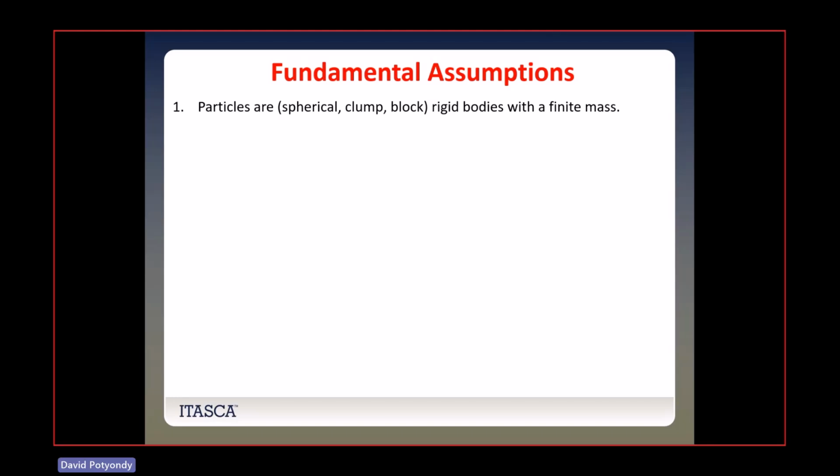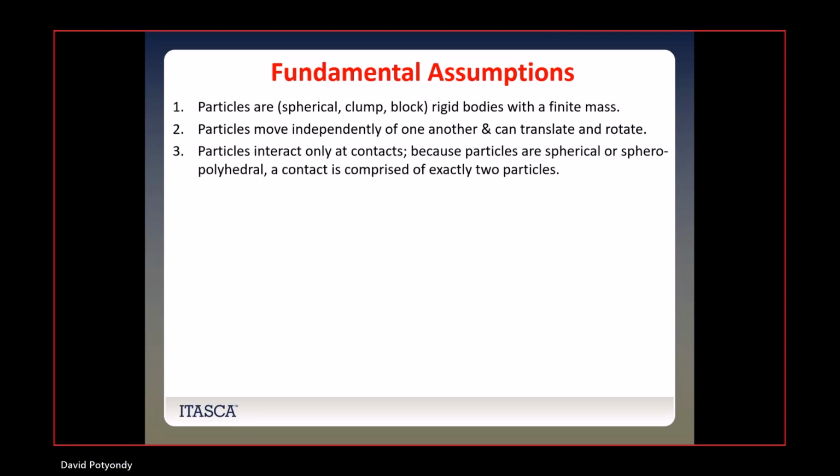In this PFC model, we have rigid bodies with finite mass and they have these shapes. Okay. They all can move anywhere they want and they have a full 6 degrees of freedom. They can translate and they can rotate. Translational degrees of freedom, XYZ, rotational, rotation about the X, Y, and Z axis, 6 degrees of freedom. They only interact at contacts, okay?